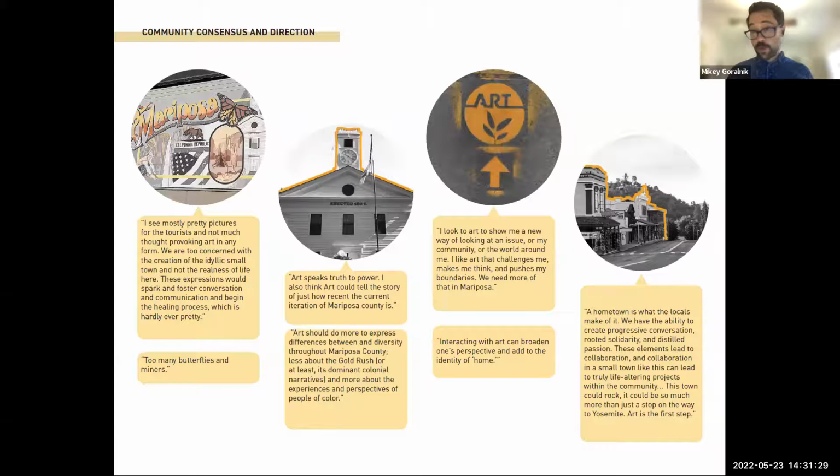So one of the cool things about the survey, and these are also some of the quotes for the captions from the This Must Be the Place exercise, is that people really said some incredibly powerful things. I'm not going to read all of them, but I think some of them are really emblematic of a lot of the responses that we got. That art should do more to express differences between and diversity throughout Mariposa County. Less about the gold rush, or at least its dominant colonial narratives, and more about the experiences and perspectives of people of color.